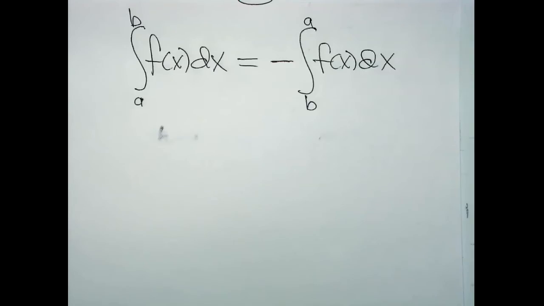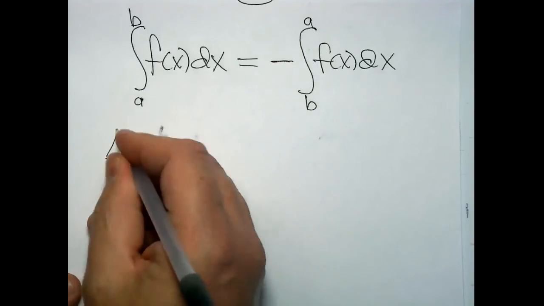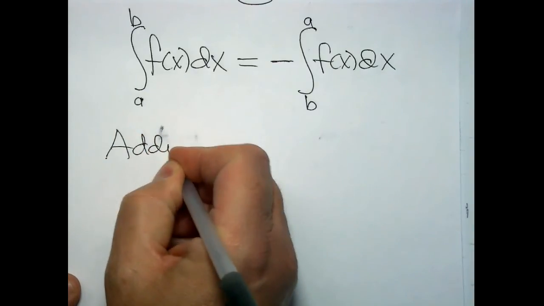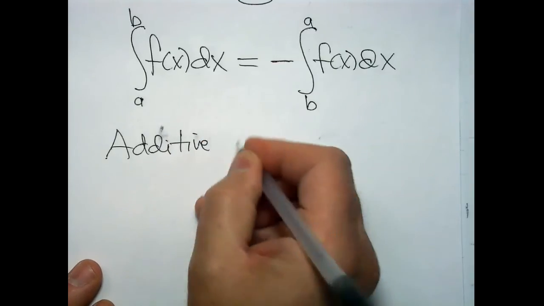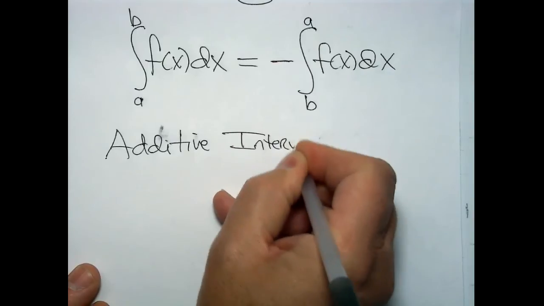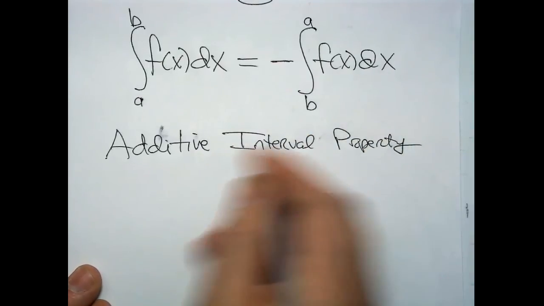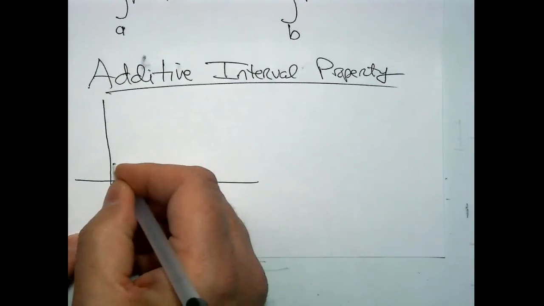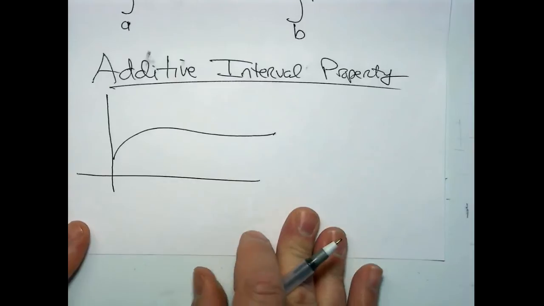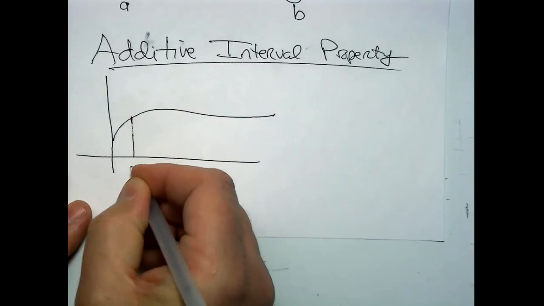Let's look at another property, and this is called the additive interval property. The additive interval property looks like this. If I were to have a function like this, and I asked you to do two things.